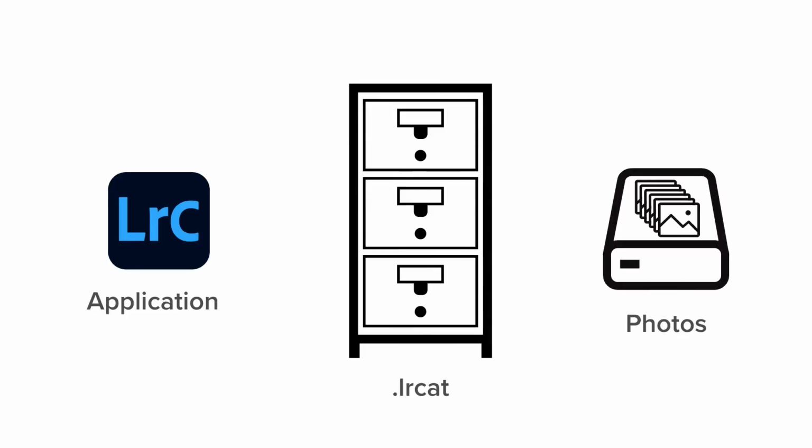along with some supporting files that we'll get into in a minute. The file resides on your computer, and you'll find the file with the extension .lrcat. The Lightroom Classic application opens and runs the catalog file. The catalog then references your photos. So there's really three components to Lightroom Classic. There's the application, and then the catalog, and then your photos.